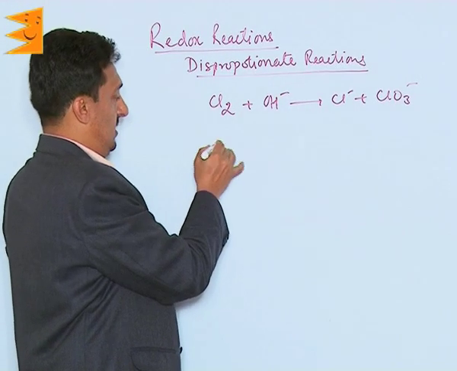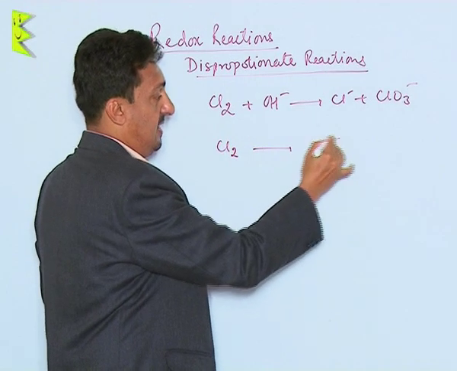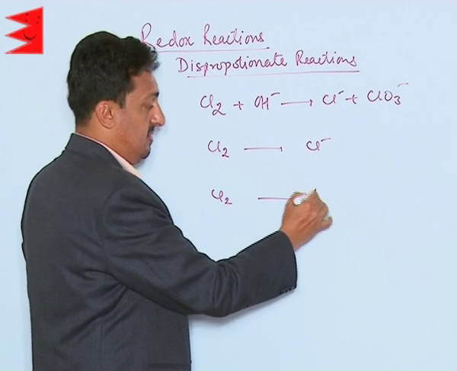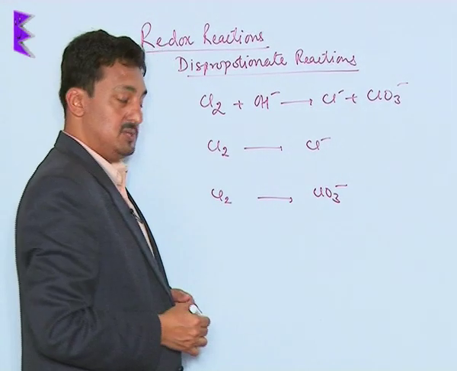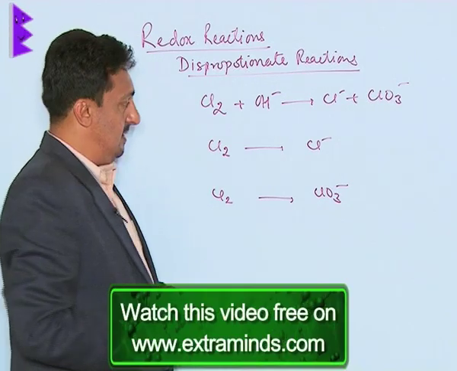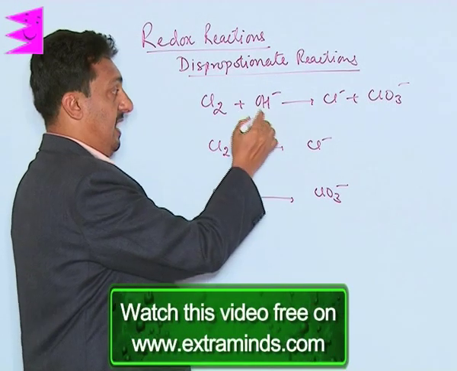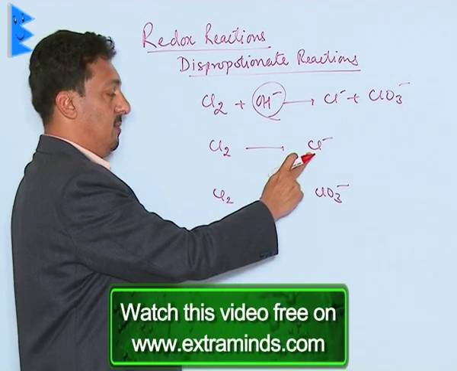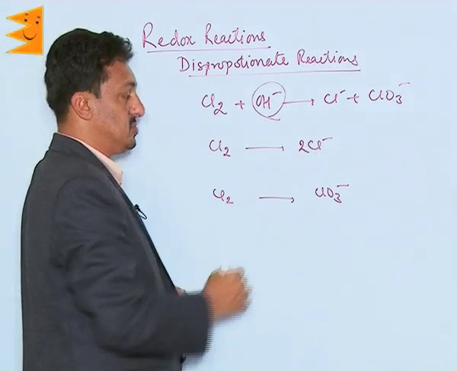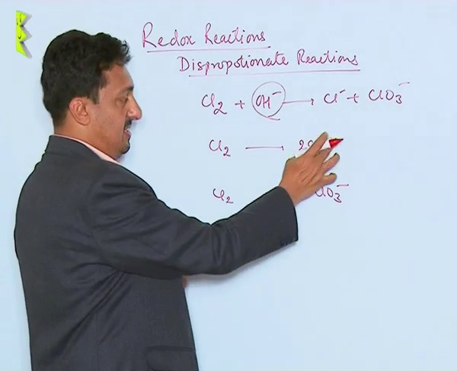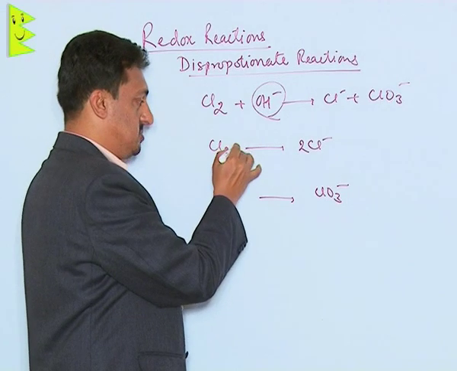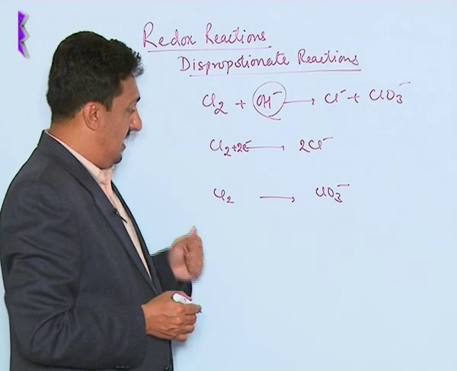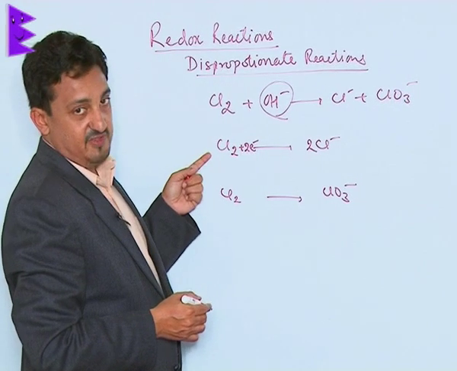In this, chlorine is getting reduced to Cl minus, as well as the same chlorine is getting oxidized to ClO3 minus also. Now let us balance these, and remember the medium is basic. There are 2 chlorines, but simply 1 chlorine atom, so multiplied by 2, the chlorines are balanced. But here they have 2 negative charge, so we put 2 electrons on this side, so the charges get balanced. This first half is balanced.